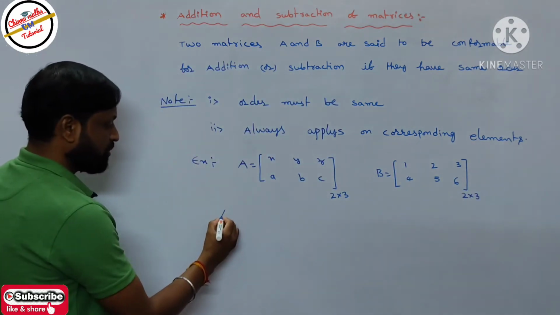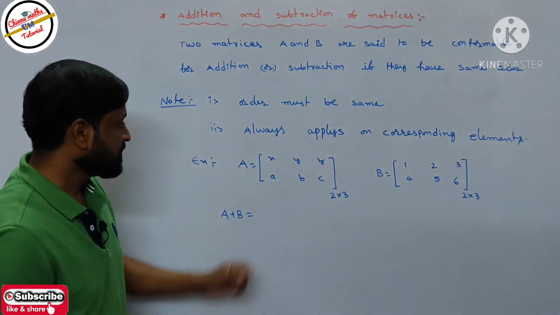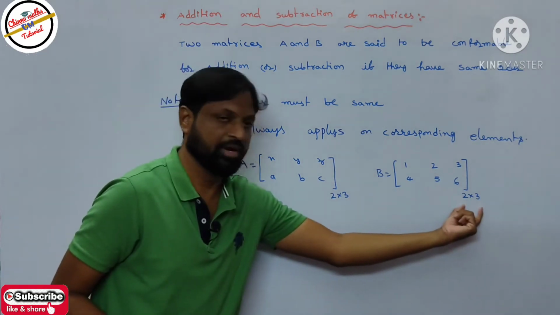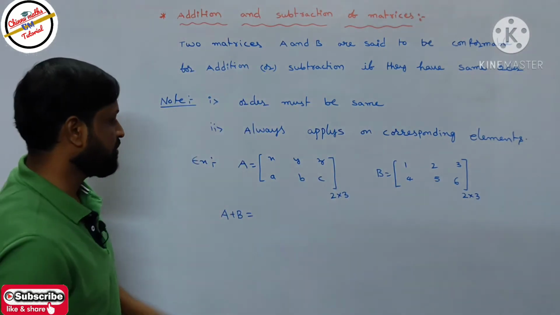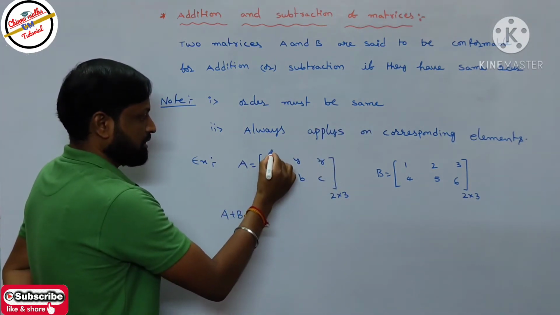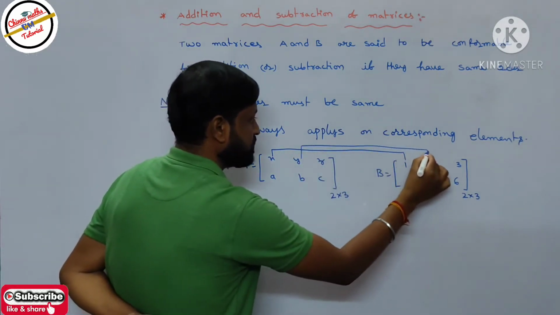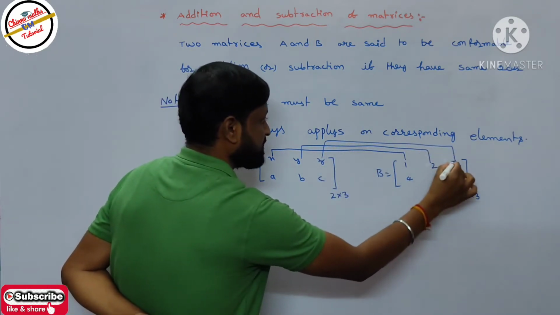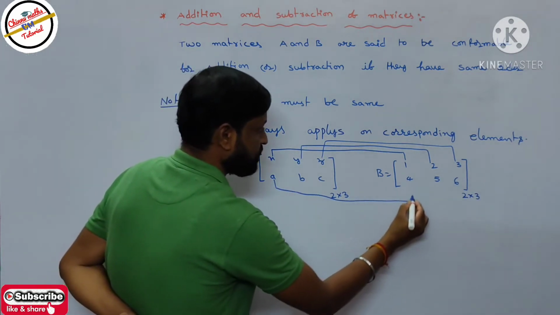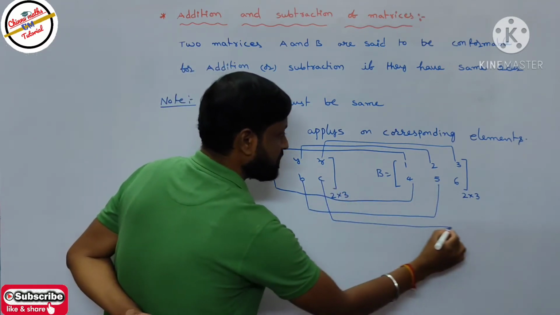Suppose we are adding the two matrices, that is A plus B. So what is the first condition? The order must be the same. The order of matrix A is equal to the order of matrix B. It satisfies the first condition, then you can apply the operation. The operation is applied on corresponding elements. The corresponding element of X is 1, of Y is 2, of Z is 3. These are the corresponding elements. Similarly, the corresponding element of A is 4, of B is 5, of C is 6.